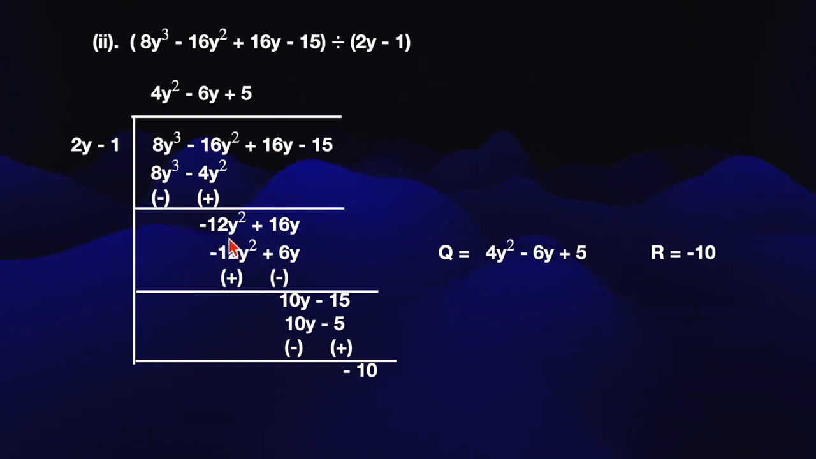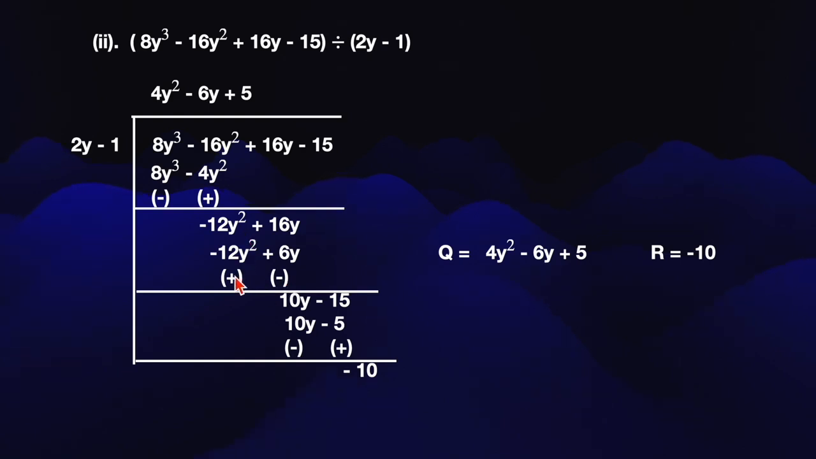Okay. Then divide this by 2y. You get minus 6y. Okay. Multiply it with this. You get minus 12y square plus 6y. Okay. Here again we need to change terms because both are negative. So we'll make this positive and this will make it negative.